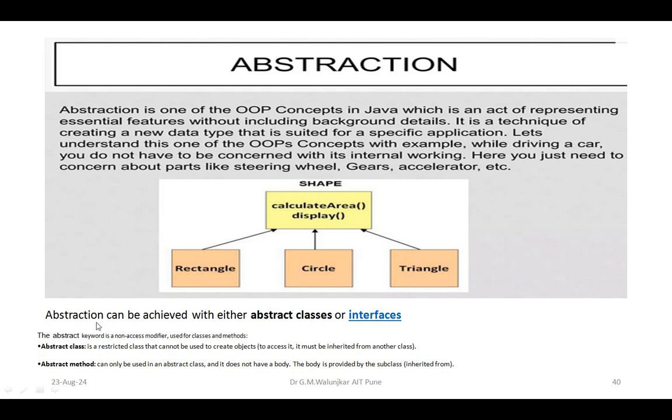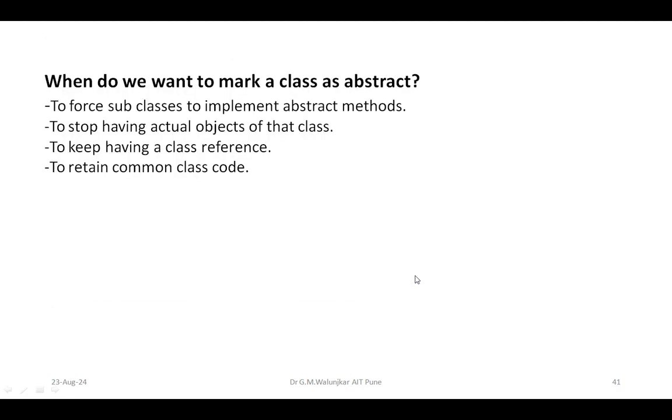Now abstraction can be achieved either by abstract classes or interfaces. When you are using abstract classes, it is 0 to 100% abstraction. When you are using interfaces, you are implementing 100% abstraction. The abstract keyword is a non-access modifier used for classes and methods. An abstract class doesn't have its own instance. An abstract method can only be used in abstract classes and it does not have a body. The body is provided by the subclasses or inherited classes. Here, you can make the area calculation abstract and provide the implementation in the rectangle, circle or triangle classes.